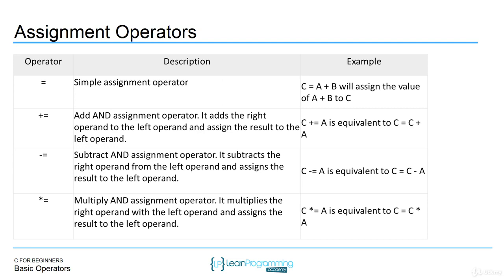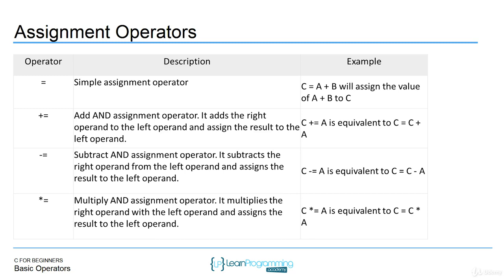Now here are the assignment operators. We're pretty familiar with at least the simple assignment operator, which is the equal symbol. The equal symbol assigns data, and that's pretty basic. C equals A plus B. C is going to be the result of A plus B. Now there are these compound operators where you can do plus equals, or minus equals, or star equals. Plus equals is where you add and assign. It adds the right operand to the left operand, and then assigns the result to the left operand. So you could say C plus equals A, and that's the same as saying C equals C plus A.